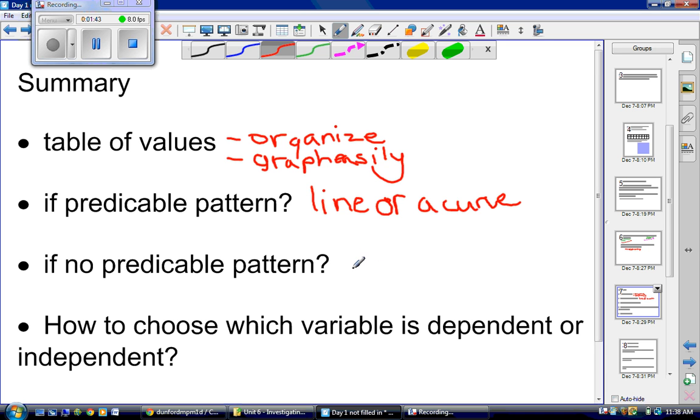Okay, and if there's no predictable pattern, then we just say no relationship.